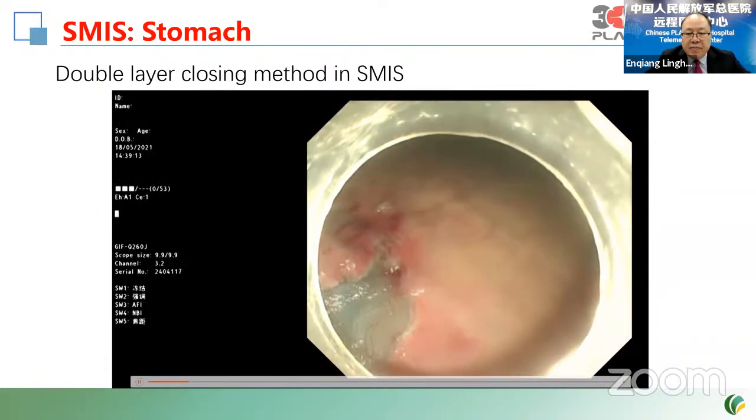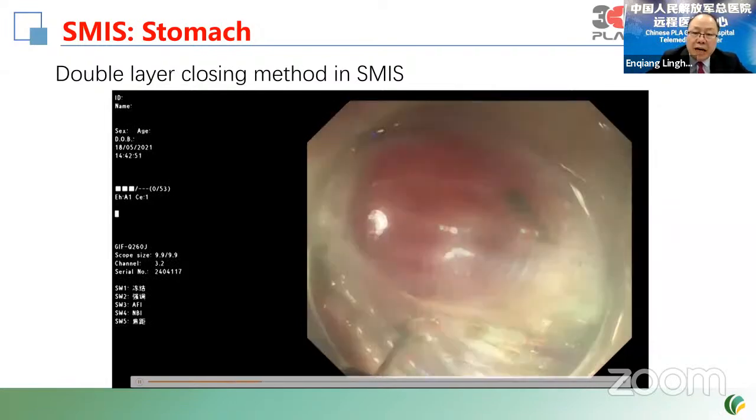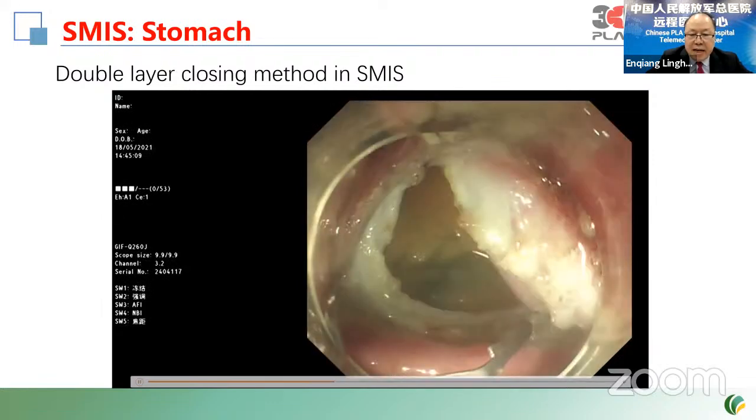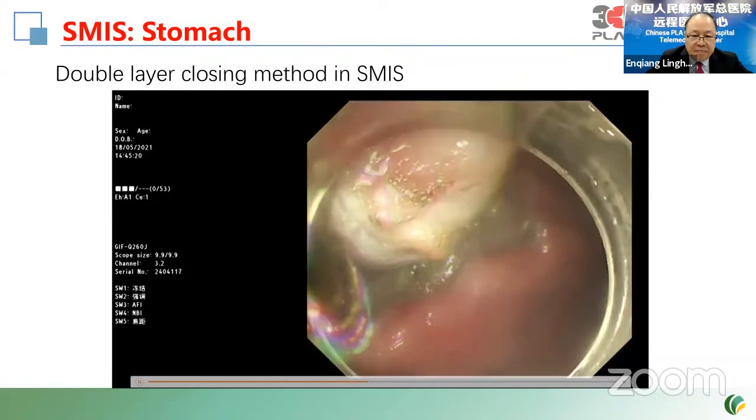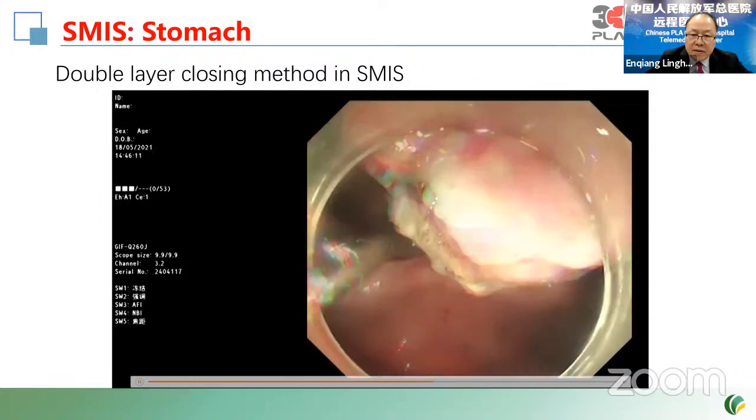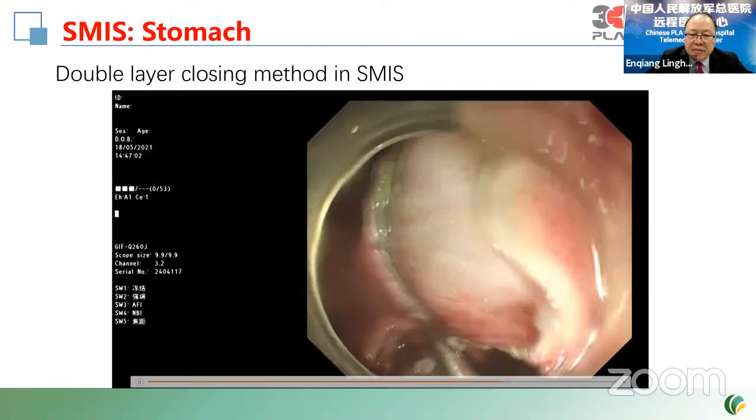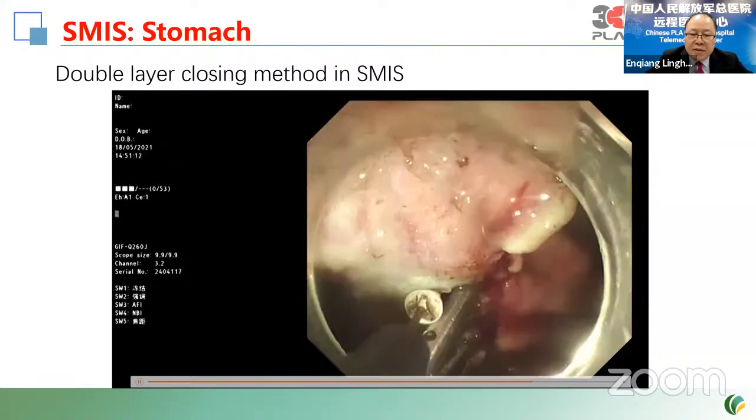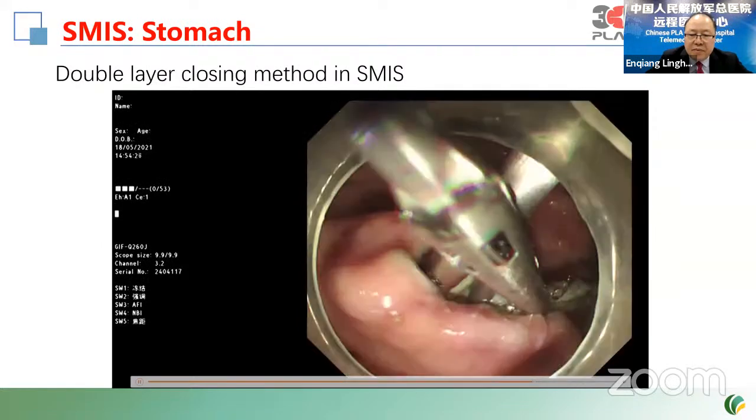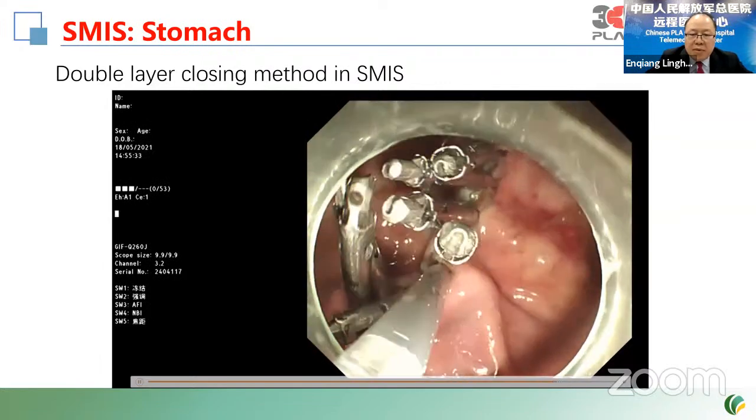That's another case of SIMS. The full thickness was resected by dual knife, and the muscular layer was clipped at the same time. We gradually resected the tumor completely, and at the same time clipped the muscular layer. This is the tumor. And then clip the mucosal layer.